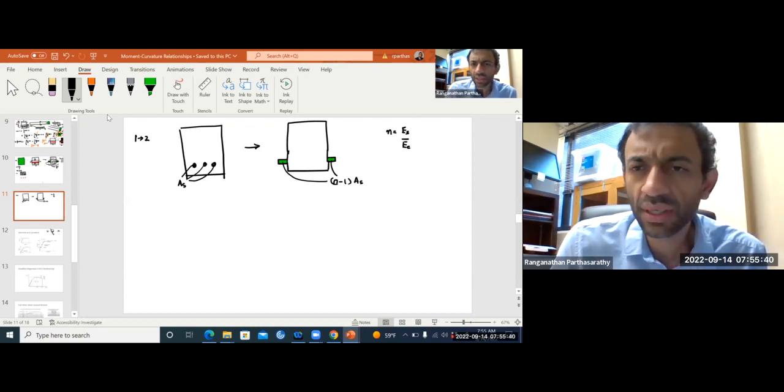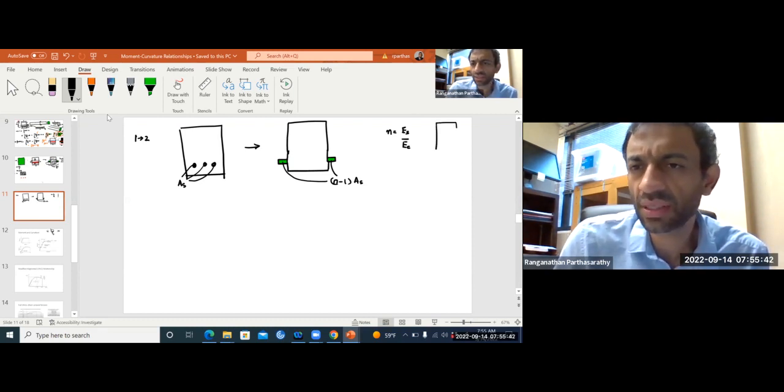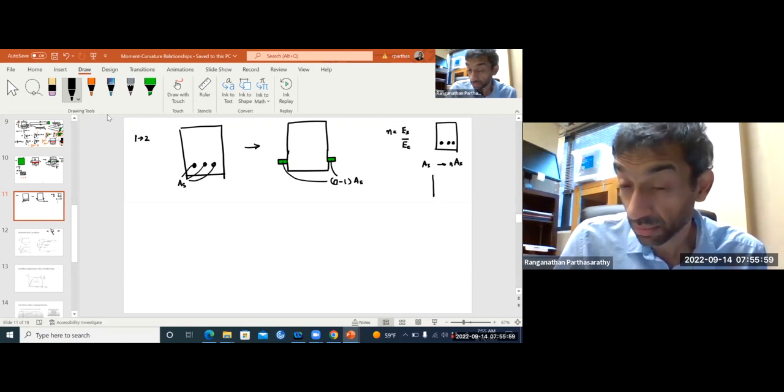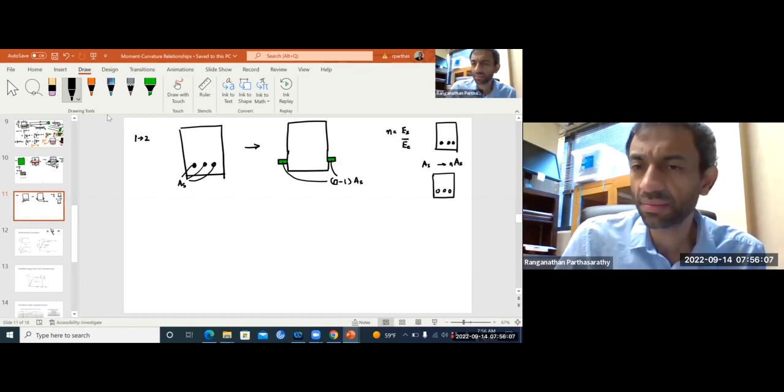Now here is your steel, here is your original section, and this was your steel. So you need to change this steel area. What is this steel area? AS. You need to change it to n times AS, right? So you pull out all this area. Now you're left with 3 holes here, and then you put your transformed area here. So your transformed area will be nAS.